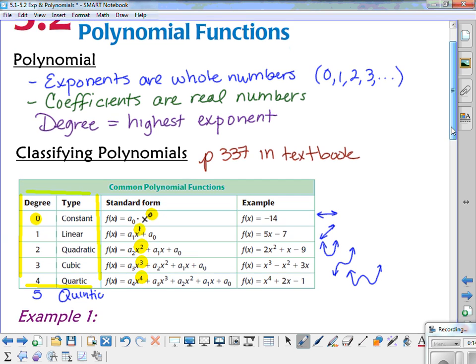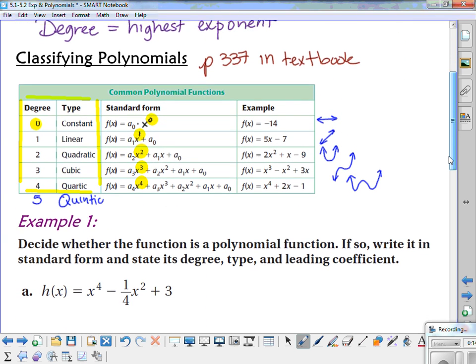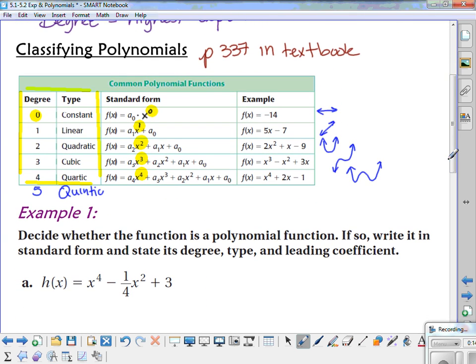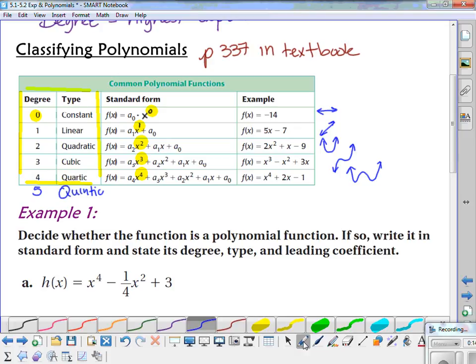All right. So when we look at this expression, or this equation rather, I want to know whether or not it is a polynomial function. So is this one a polynomial function? What do you think? Yes or no? Well, all the exponents are whole numbers, and all of my coefficients are real numbers. So yes, it is polynomial, and it's already in standard form.